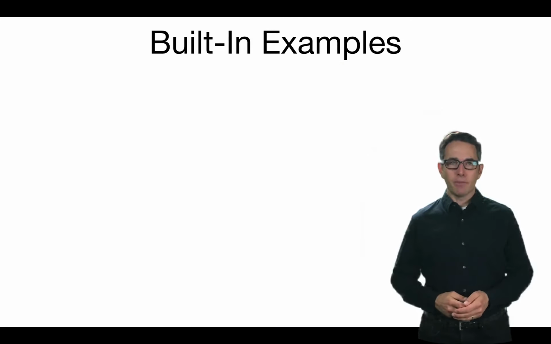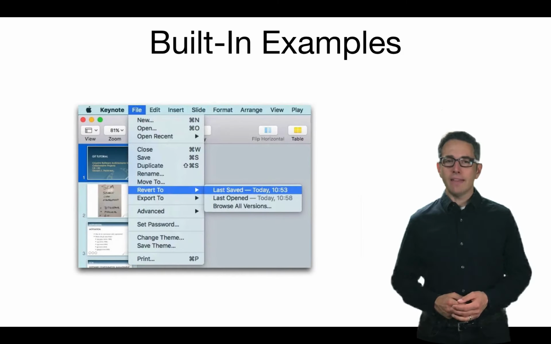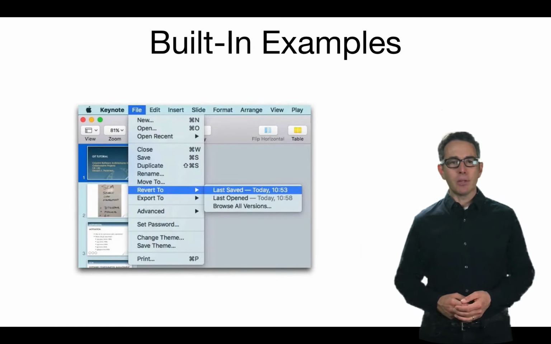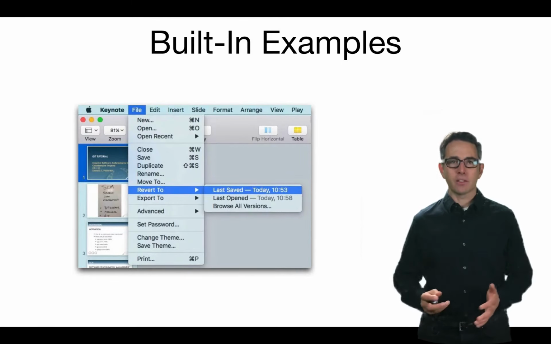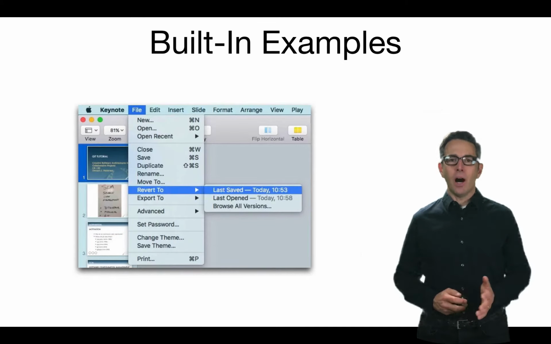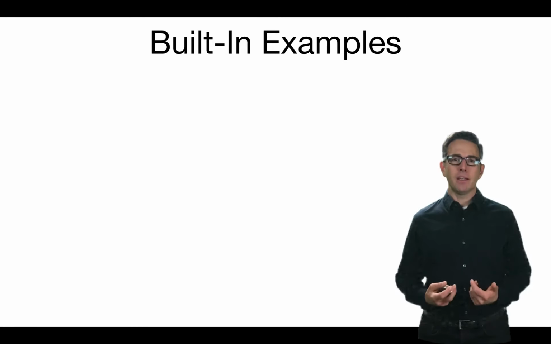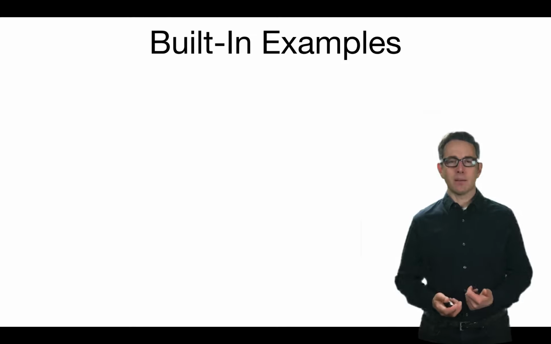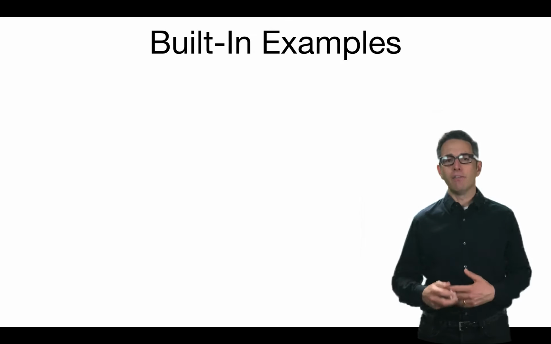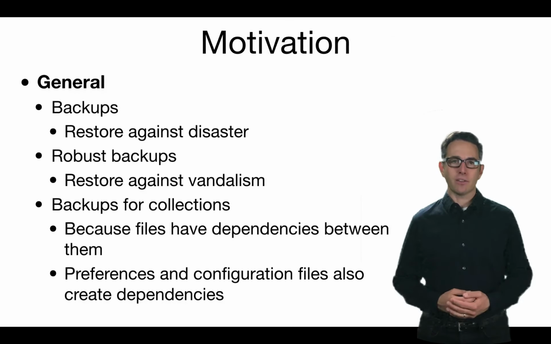The built-in example, for example, on Keynote is under the File menu, and if you look at that, it gives the user the opportunity to revert to a previous version. There are a couple convenient ones, for example, the last saved version or the last open version, or you can browse all versions and you'll go into an interface that looks a lot like Time Machine. So all of these are examples of built-in change management systems that help to keep track of how documents evolve over time and their trajectory of changes.